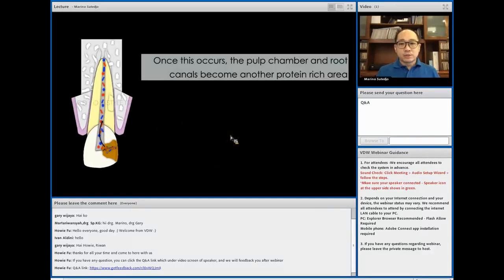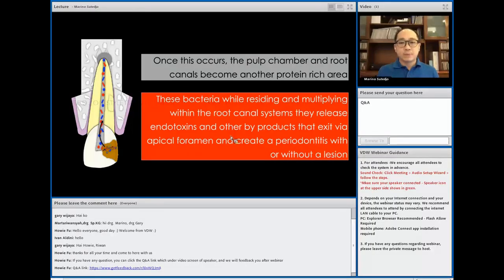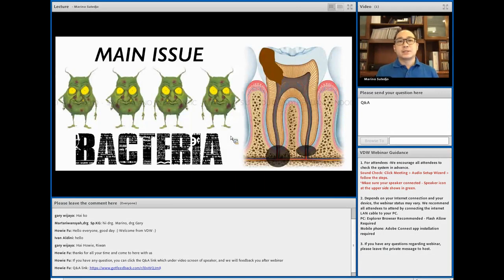So once the necrotic pulp state has occurred, it becomes a very good condition because it is so rich in protein that the bacteria will need to multiply. And when they multiply, they can release some endotoxins and they can create periapical inflammation, and this can create periodontitis, either with or without a lesion. So we need to understand that the main issue is always bacteria.